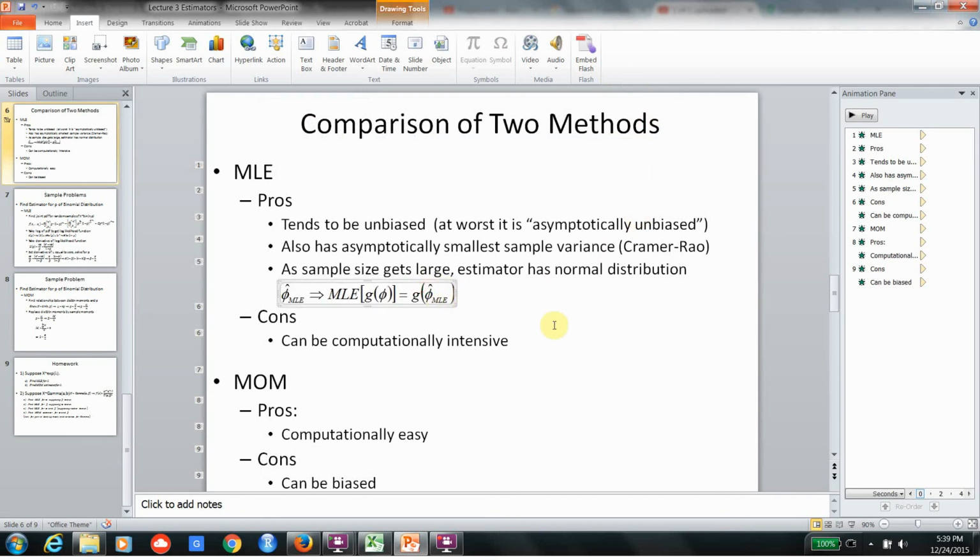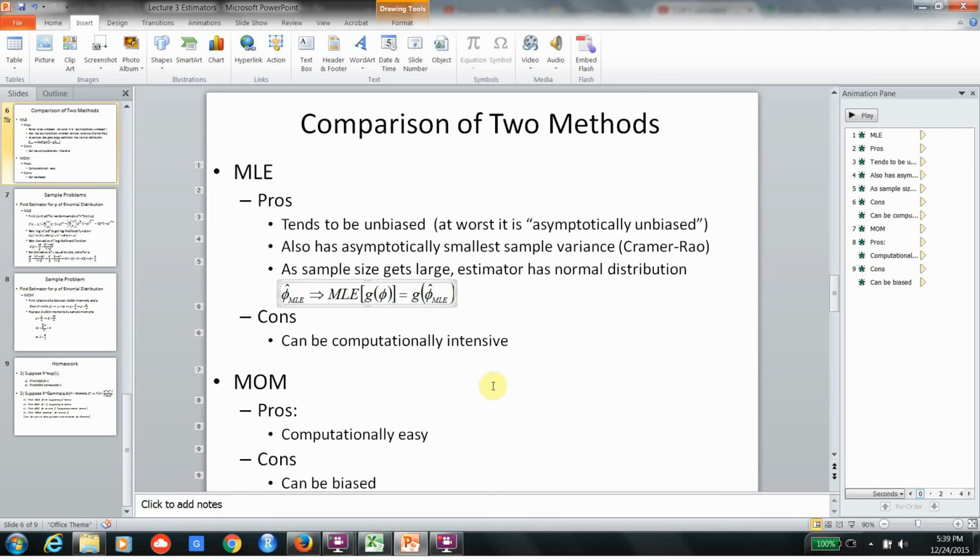So in other words, suppose phi was an angle. If you know the MLE estimate for the angle, then if you take sine of phi, the MLE estimate for sine of phi is sine of the MLE estimate for phi. It's as if the MLE distributes across the argument of the function, called the invariance principle.